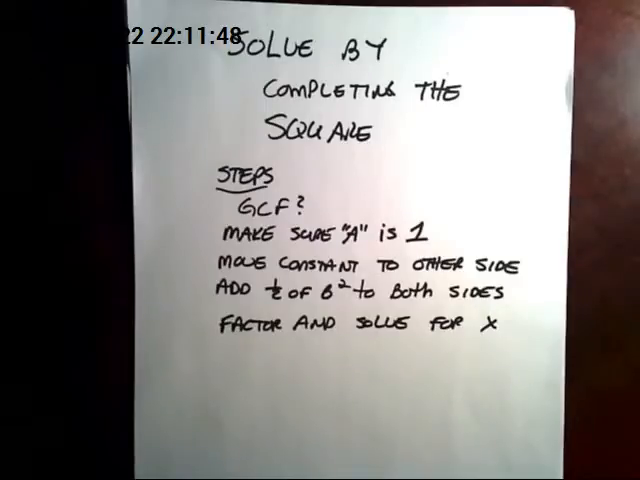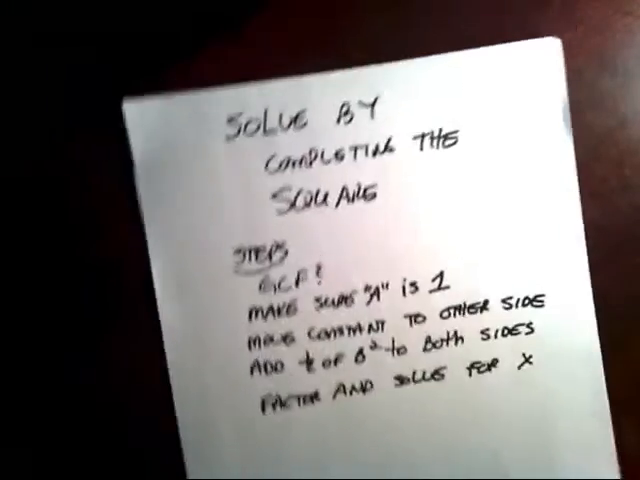If it's not a 1, don't use this method, because you're going to have fractional parts and then you're going to square fractional parts. It's just not the easiest way to do it. Move the constant to the other side, away from the variable. Take half of the middle term, square it, add it to both sides, and then factor and solve for x. I think you remember doing that. I use some different words, I guess, than other people use, but let's see what that looks like here.